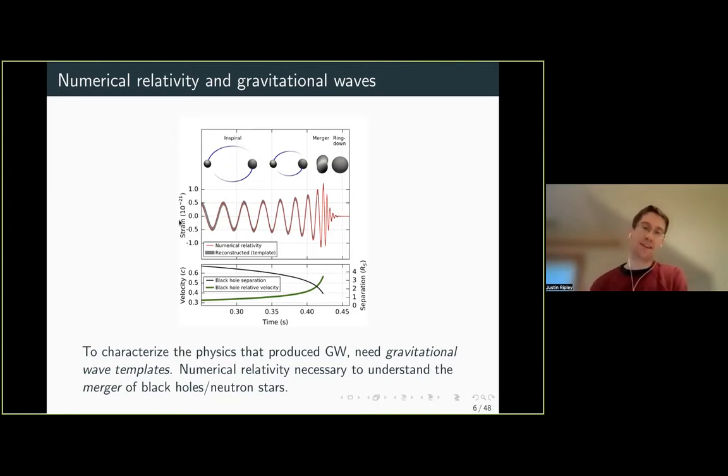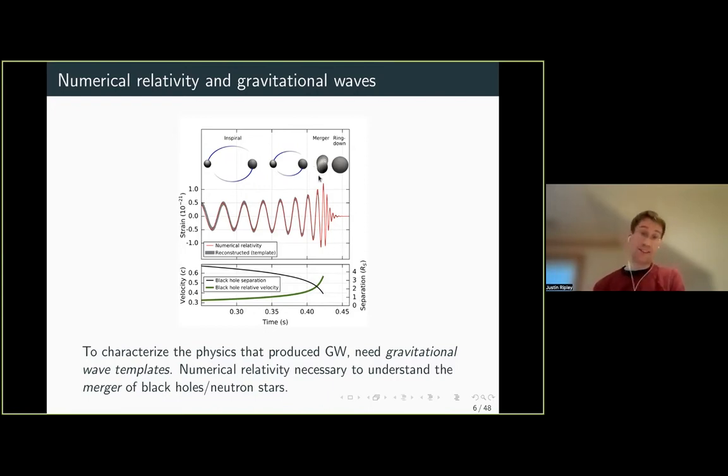Sorry, this is the strain, so the measured gravitational waves by, say, LIGO or Virgo or KAGRA, these gravitational wave detectors. But during the merger phase, when the black holes are merging, it's hard to make approximations, and that's where numerical relativity comes in.